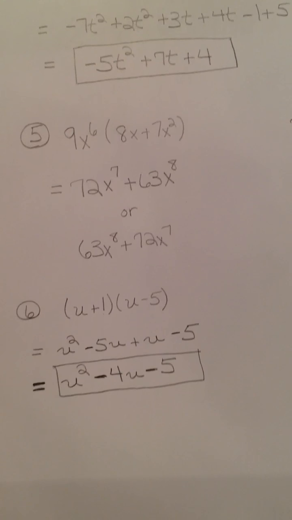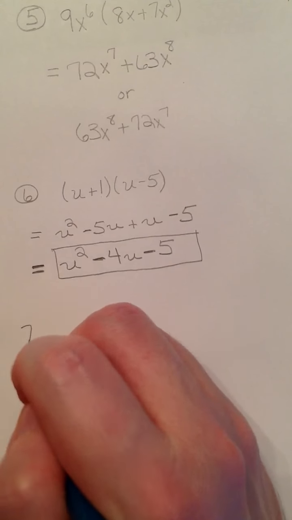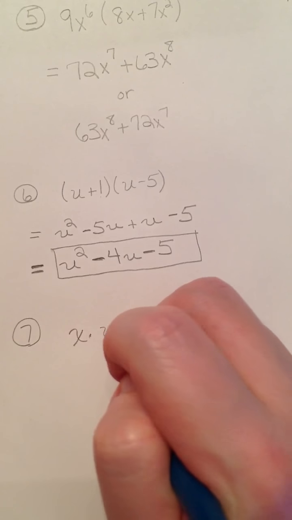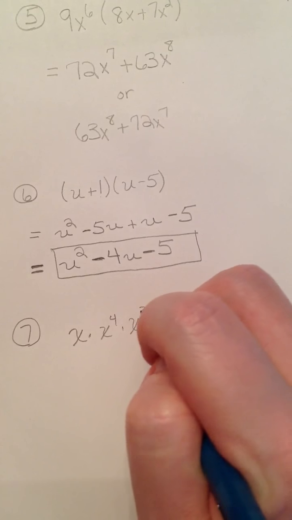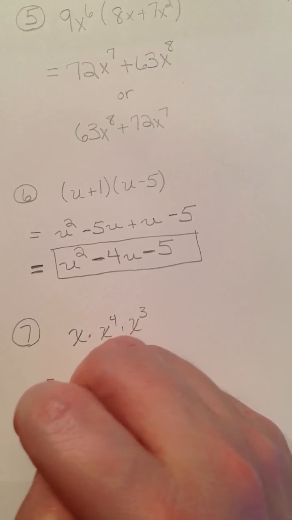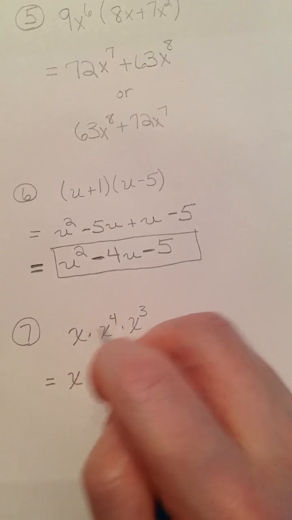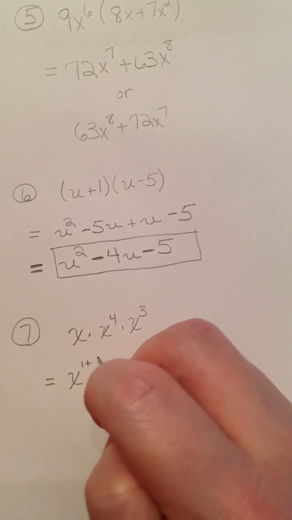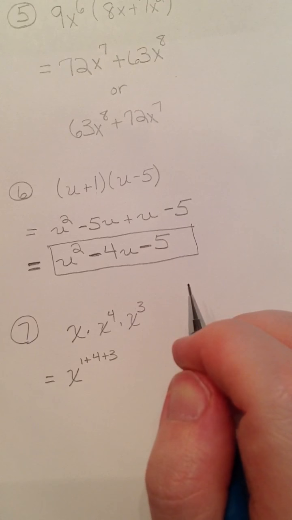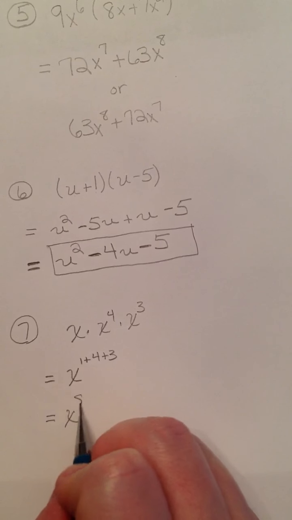Now, in the case of problem number 7, we have 3 terms in the same variable. We have x times x to the 4th times x to the 3rd. And so for this one, we have the product rule, same variable x, and again for multiplying distinct terms in x, we add the powers together. We have x to the 4th added to 1, and then plus 3, so we have x times x to the 4th times x cubed. For this one we're going to end up at x to the 8th.